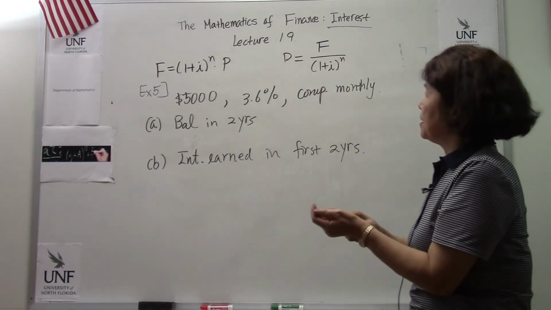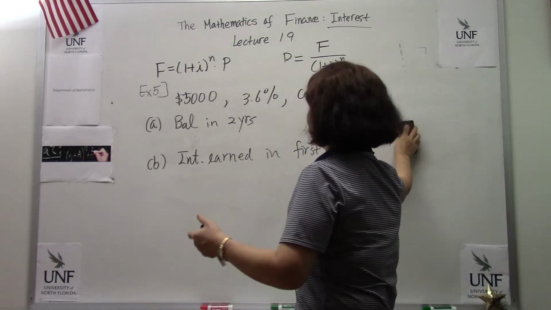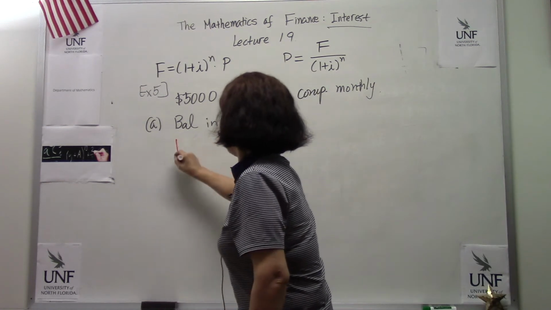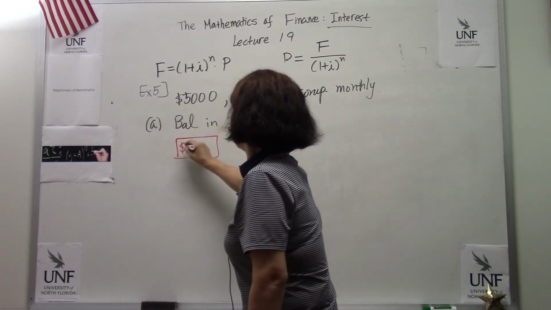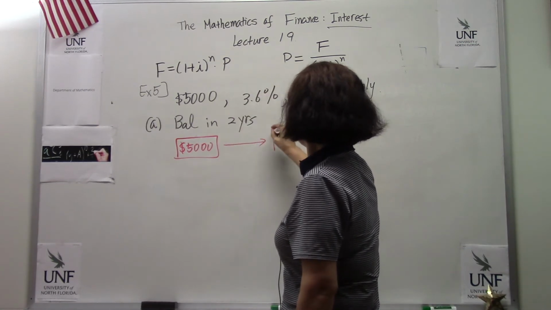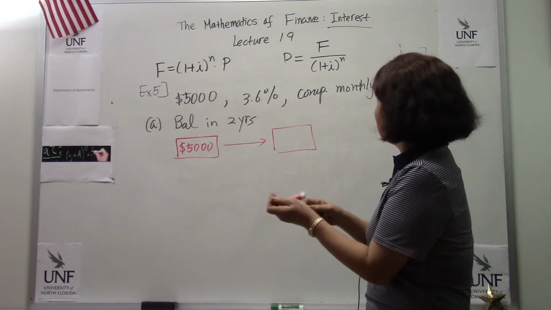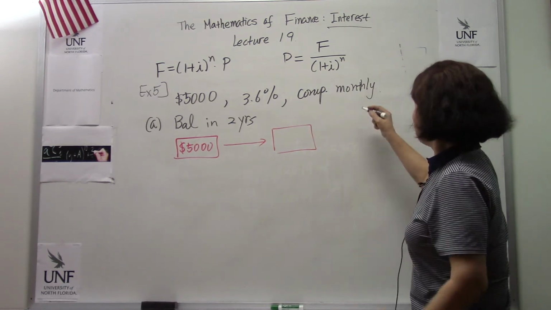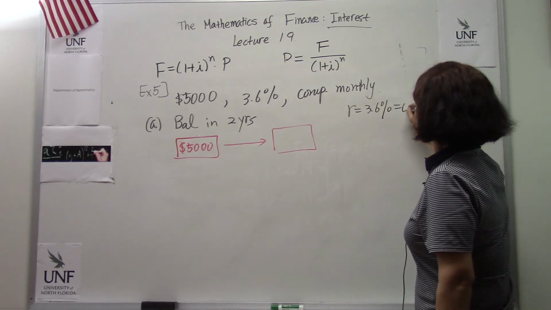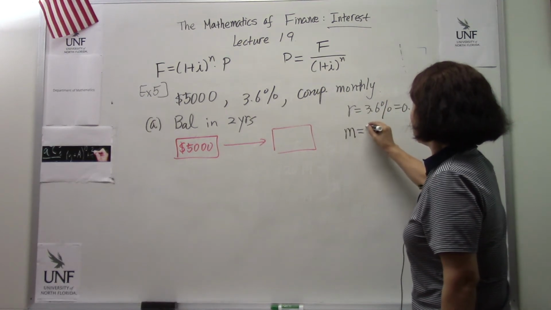So let's get serious over here. Okay. What is going on? Okay, I'm going to do just one at a time. So the concept is you deposit $5,000 in 2 years. How much is going to be? Okay. So look at this. 3.6%. So R is 3.6%, which is 0.036. Compounded monthly, so M equals 12.